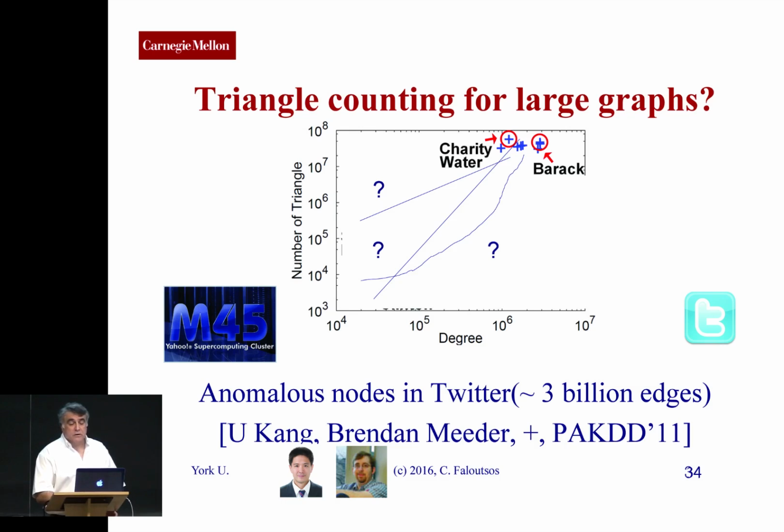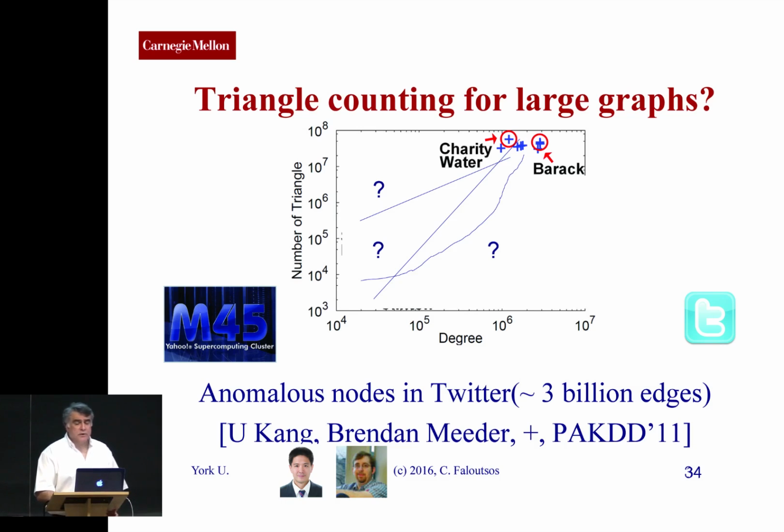Other charities are also equally high. What can we say about the rest? Log scales again: log degree versus log number of participating triangles. What can we say about the slope? Should it be 1? Should it be 2? Should it be 1.5? It turns out it's about 1.5. We don't show the rest of the points here because there are too many.